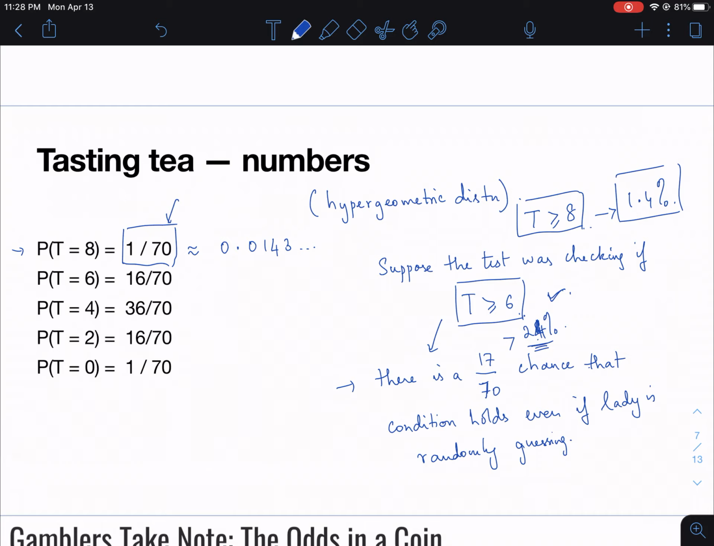Okay. And likewise, another fun fact with these numbers is that the probability of getting t equals 0, which is everything incorrect, is exactly the same as the probability of getting everything correct, which is not surprising. If you are randomly guessing, you are equally likely to be super lucky as you are to be super unlucky. Okay, so that's why these numbers are the same. That's why there's a symmetry here.